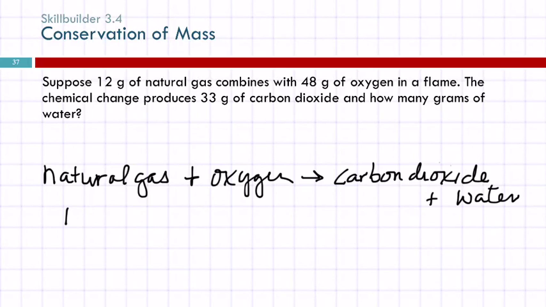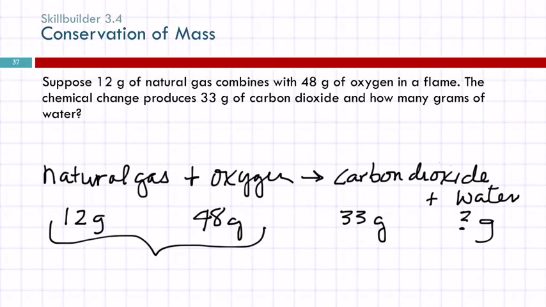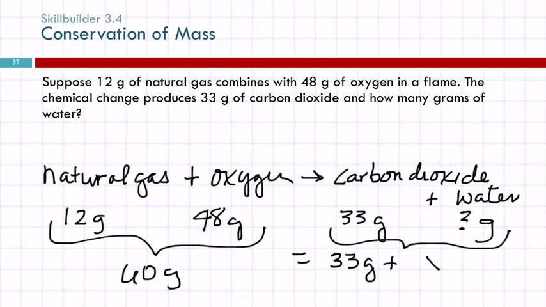And we're told that there's 12 grams of the natural gas, and there's 48 grams of the oxygen, and it makes 33 grams of the carbon dioxide, and the question is, how many grams of water? Well, the total mass of the reactants has to equal the total mass of the products. So 12 plus 48 is 60. So we got a total 60 grams here, and over here we've got 33 grams plus X. We don't know. So 33 plus what equals 60? Well, take 60 and subtract 33, and you get 27. It must make 27 grams of water.